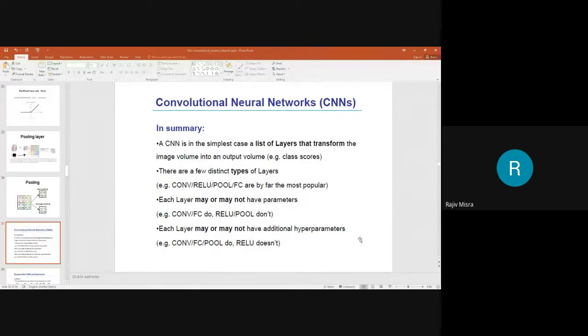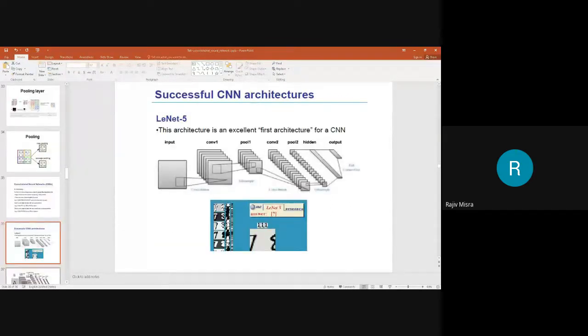Therefore, let us summarize the convolutional neural network that we have discussed. A convolutional neural network is the simplest case of a list of layers that transforms the image volume into the output volume. There are a few distinct types of layers which we have discussed: a convolutional layer, a ReLU layer, and a fully connected layer. Each layer may or may not have parameters, and may or may not have additional hyperparameters. These are some of the things to be known.